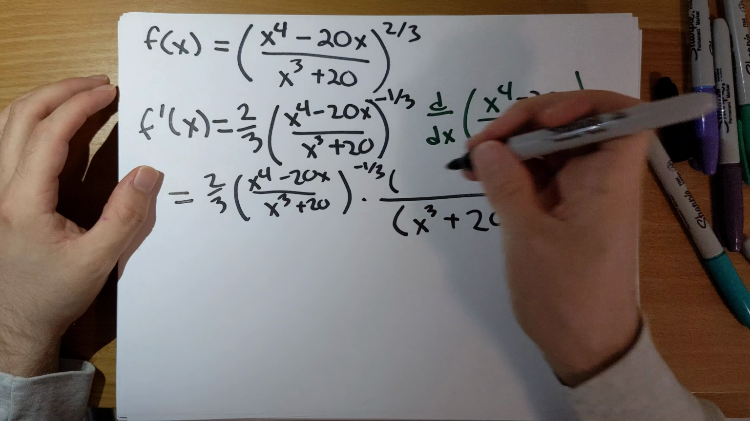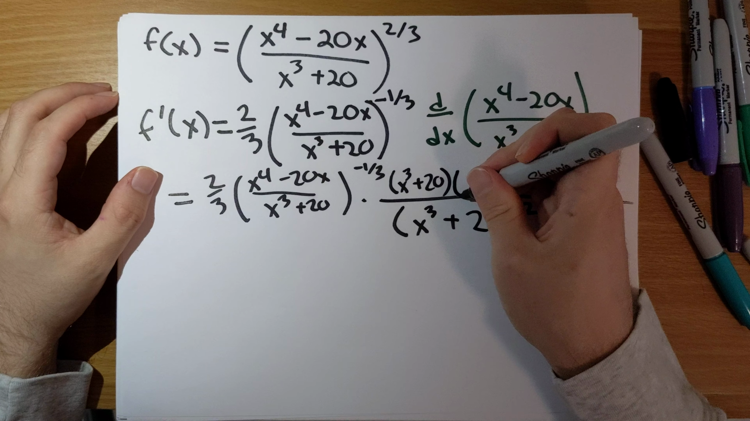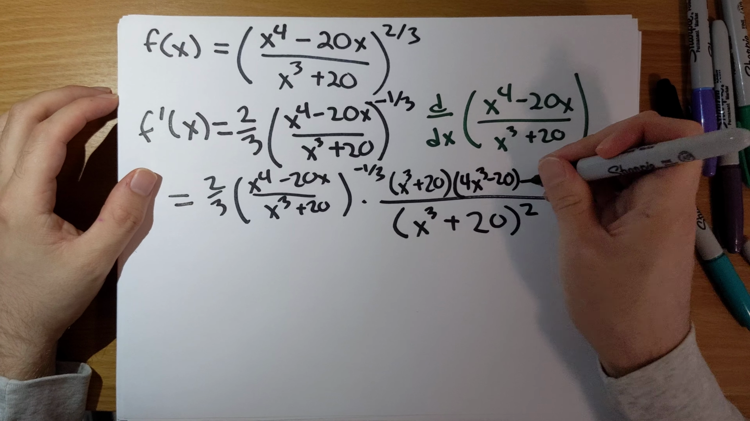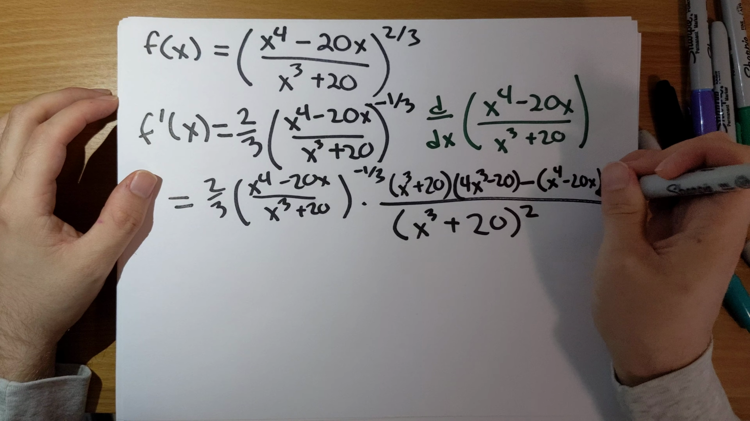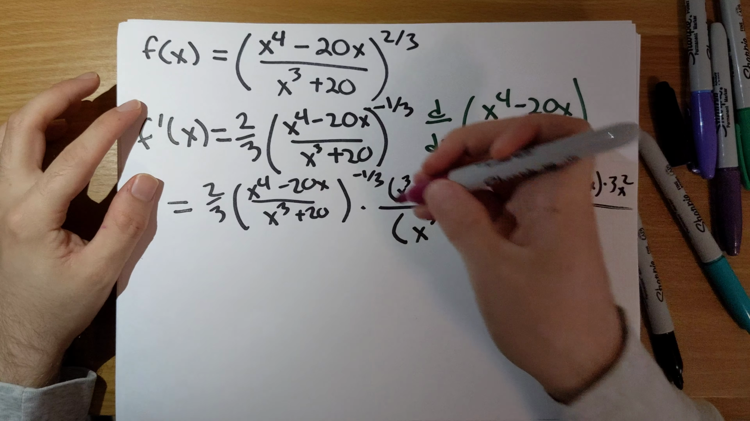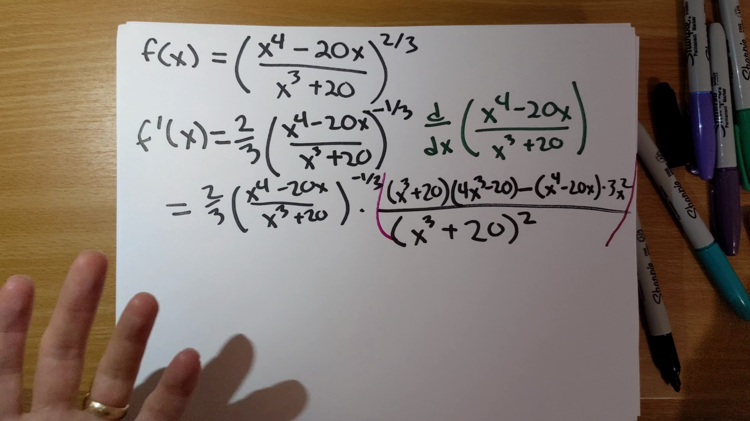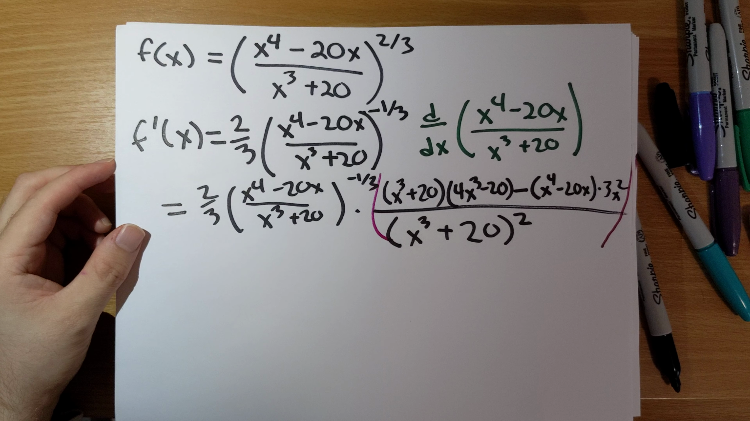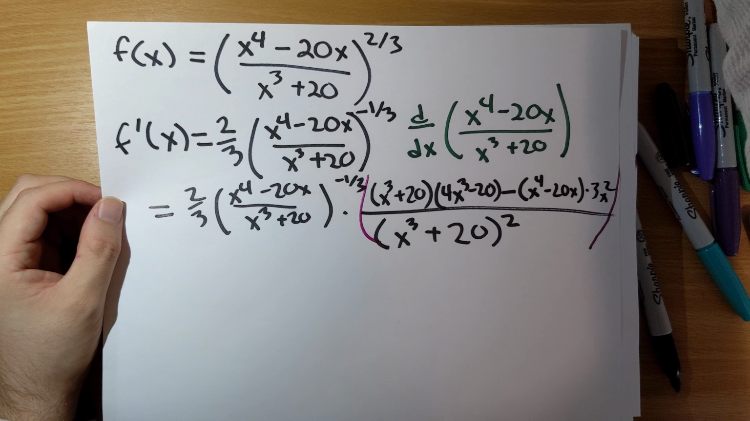So then it's going to be the denominator times the derivative of the numerator minus the numerator times the derivative of the denominator. And so this is our final answer. We could simplify this if we wanted to, but we're explicitly told to not simplify. So we'll just leave it like this. Okay, this is problem number 40.